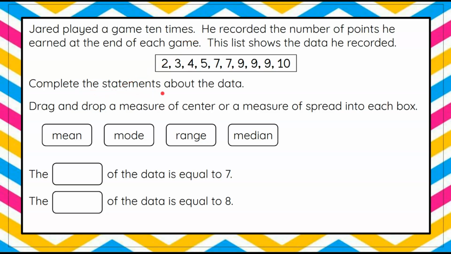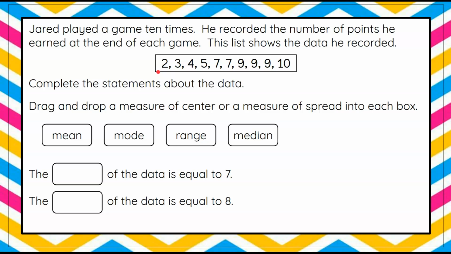We want to complete the statements about the data. Drag and drop a measure of center or a measure of spread into each box. So mean, mode, range, and median, and we want one in each of these boxes. So the blank of the data is equal to 7. We're going to pick one of these, and the one of these of the data is equal to 8. So we need to consider the mean, mode, range, and median of this set of data. Go ahead and pause here, do your best work, and then come back to see mine.